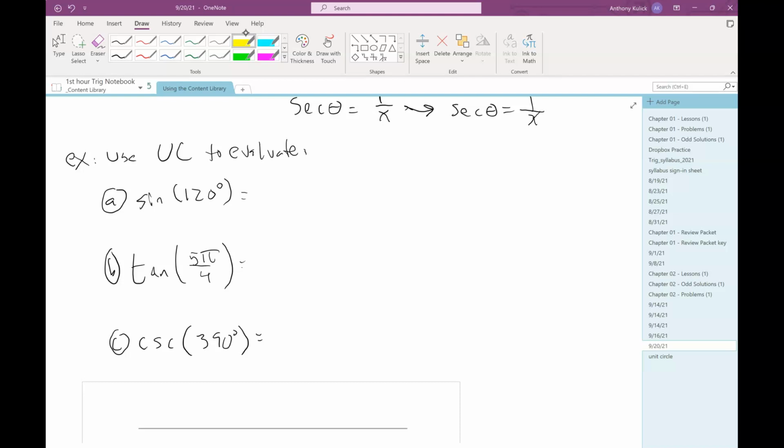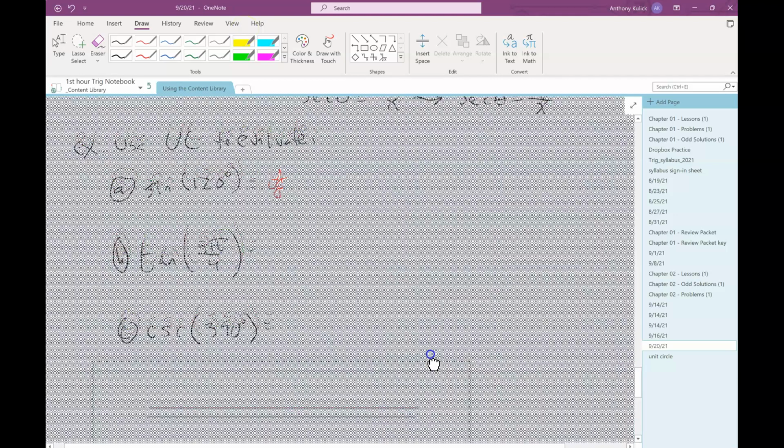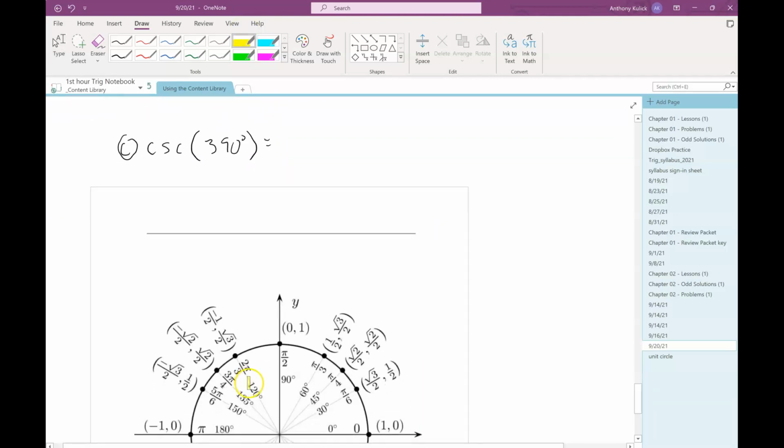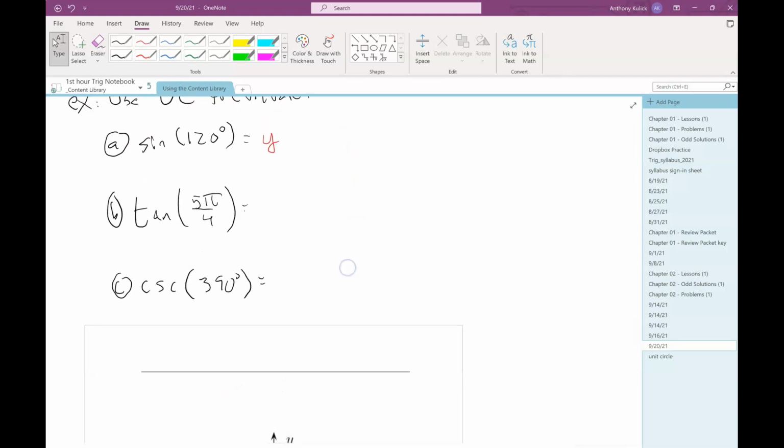So if I'm going to do sine of 120, I know that's equal to the y-coordinate. So I'm going to locate 120 degrees on my unit circle, which is right here. And I'm going to pull the y-coordinate from that, and I'm done. So the sine of 120 is square root 3 over 2. Okay with that?